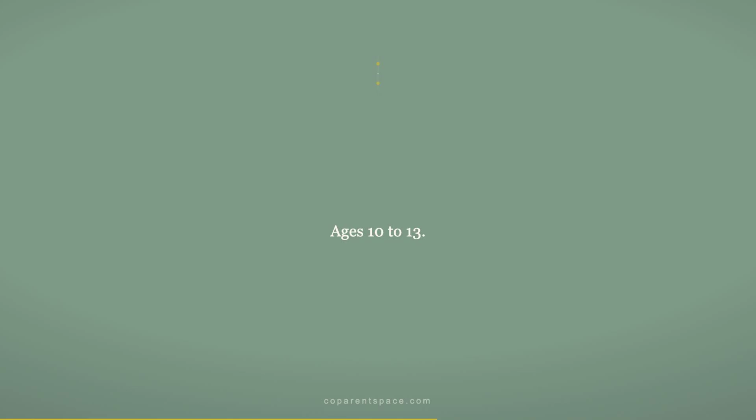Ages 10 to 13. Week-long stability is the baseline. Your preteen has a packed week. Friend group at school, activities that span days, school projects that need to live somewhere consistent. Moving every 2 days makes it almost impossible to focus on anything substantial. Most families at this stage settle into week on, week off, with a regular midweek dinner with the off-duty parent.